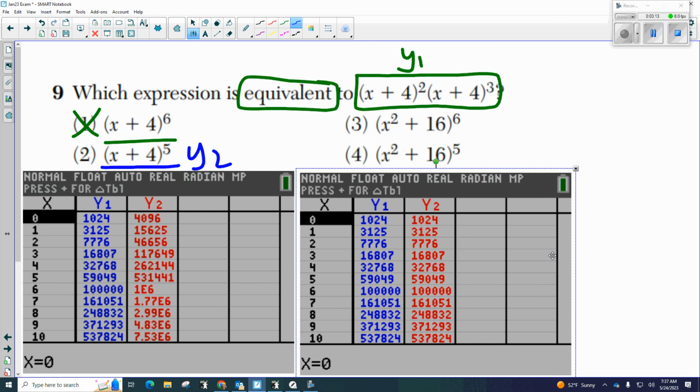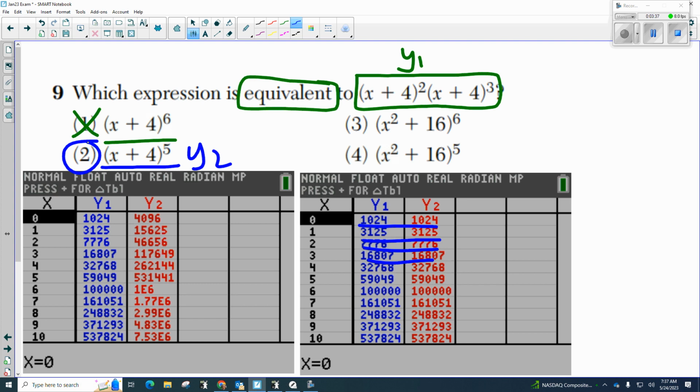Okay, so here is our table. Excuse me. All right, we had a quick announcement there. So if you notice in this table, all of the y1 values are exactly the same as the y2 values. See, every single one of them is matching up. Ding, ding, ding, that is our answer.